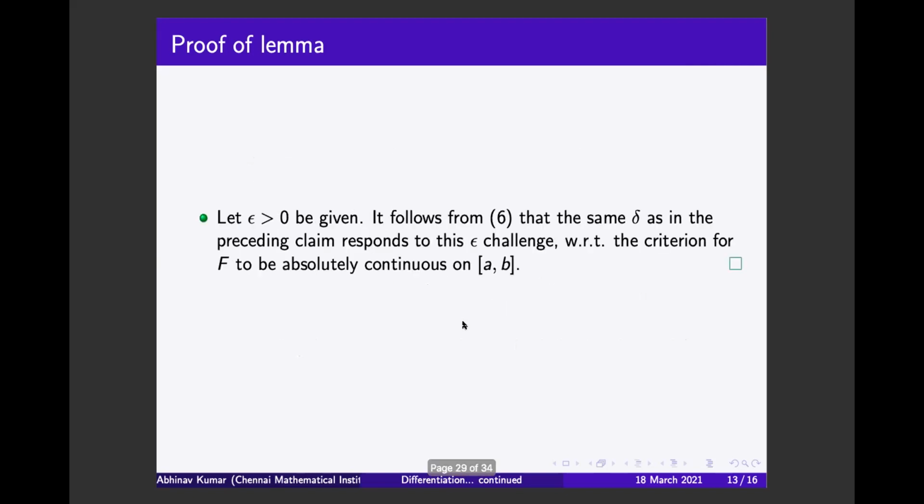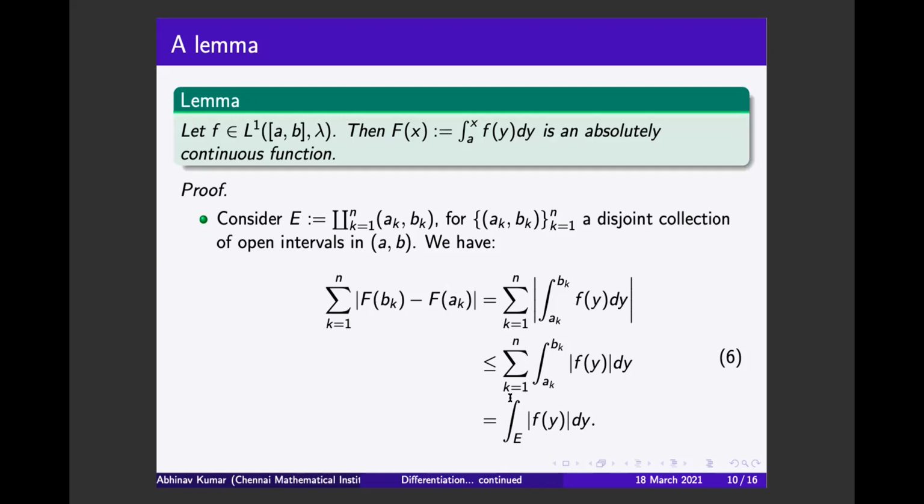And now note that if we are given any epsilon greater than 0, it follows from 6 that the same delta that we have determined here works as in the preceding claim. It responds to this epsilon challenge with respect to the criterion for the absolute continuity of F. This follows from 6, because we showed that when the measure of E was less than that particular delta, this entire integral was less than epsilon. But that is precisely what absolute continuity is, because we managed to make the sum of those less than epsilon.